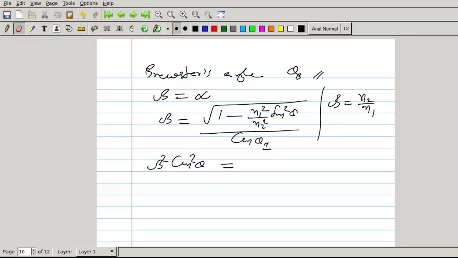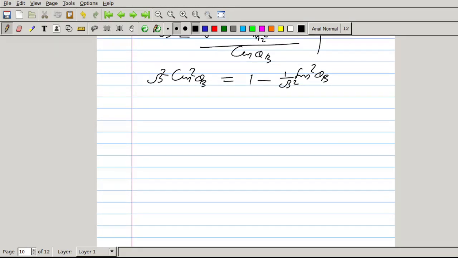These angles I am writing theta b, Brewster's angle. Cos square theta b is equal to 1 minus, squaring this, 1 by beta square sine square theta b. Cos square theta b, I can write it as beta square into 1 minus sine square theta b, equal to 1 minus 1 by beta square sine square theta b. The sine square theta b I am taking to the right hand side, and this 1 is taken to the left hand side.